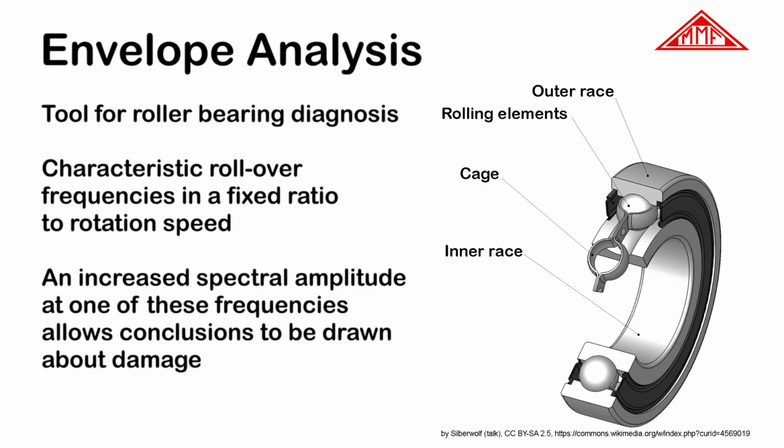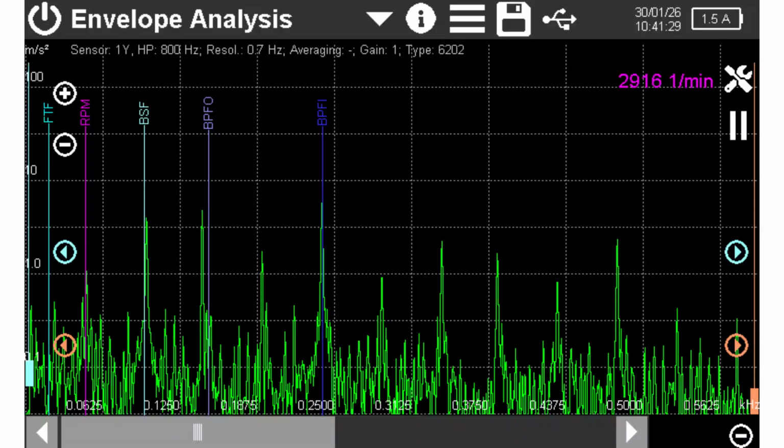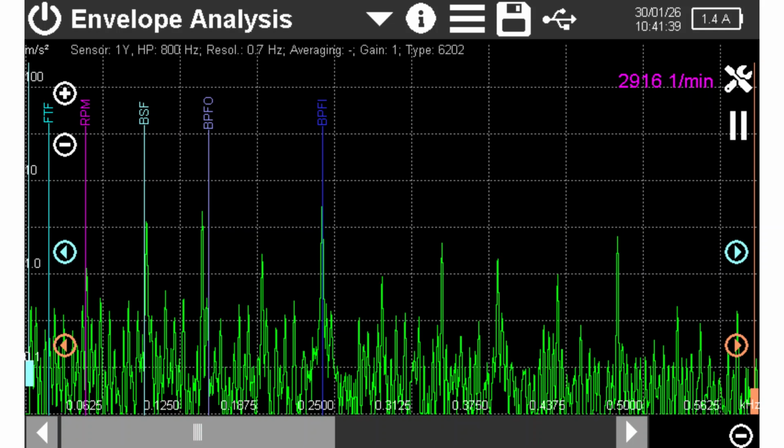With a simple FFT analysis, it is hardly possible to extract the relatively weak rollover pulses from the vibration spectrum of a bearing. Envelope analysis has proven to be effective for this purpose. Bandpass filtering and fast peak detection are used to form the envelope of the acceleration signal, which is then subjected to an FFT.